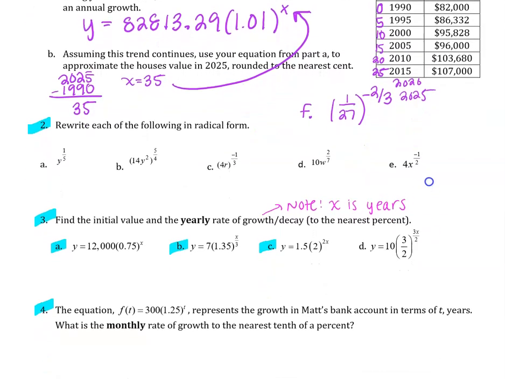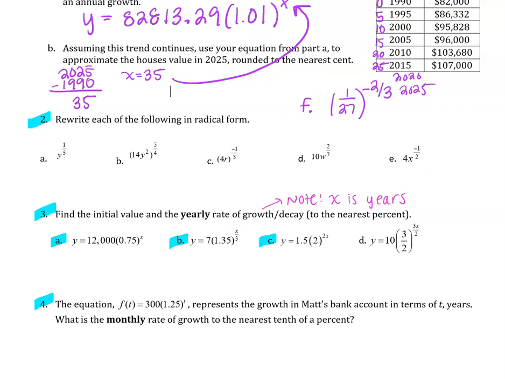Alright, rewriting each of the following in radical form. Keep in mind the whole power over root idea. So power over root, this is the 5th root of technically y to the 1st, which you may or may not see with the 1. Most of the time you're not going to see it with the 1. The 4th root of 14y squared raised to the 5th power.